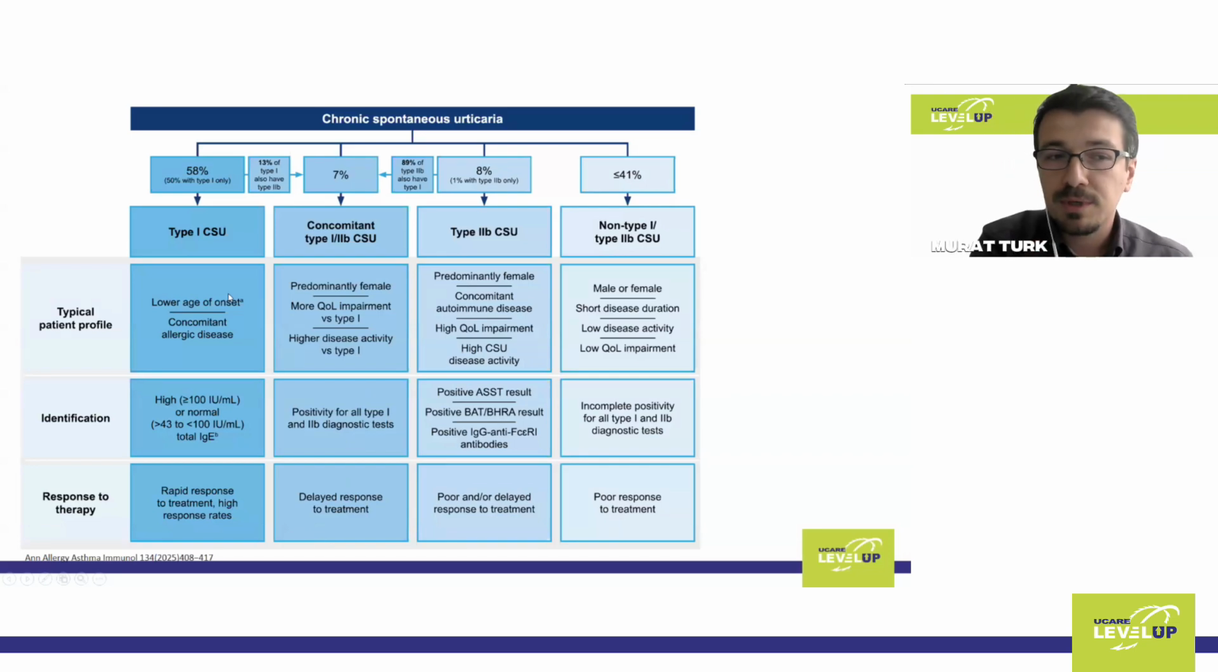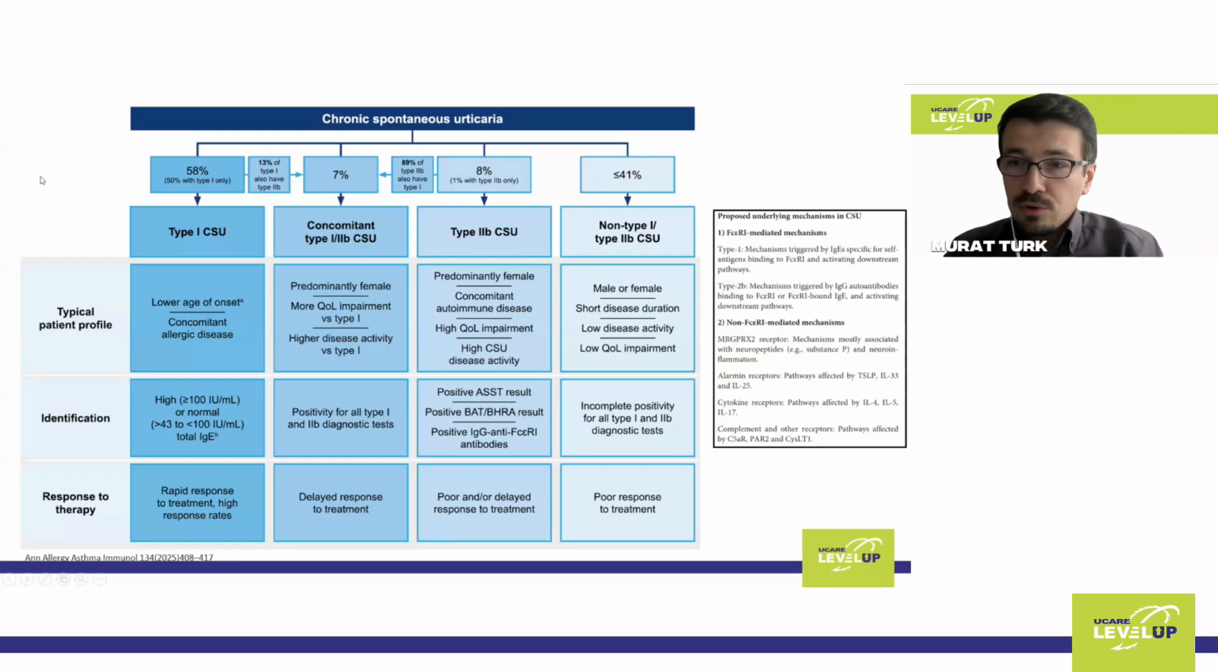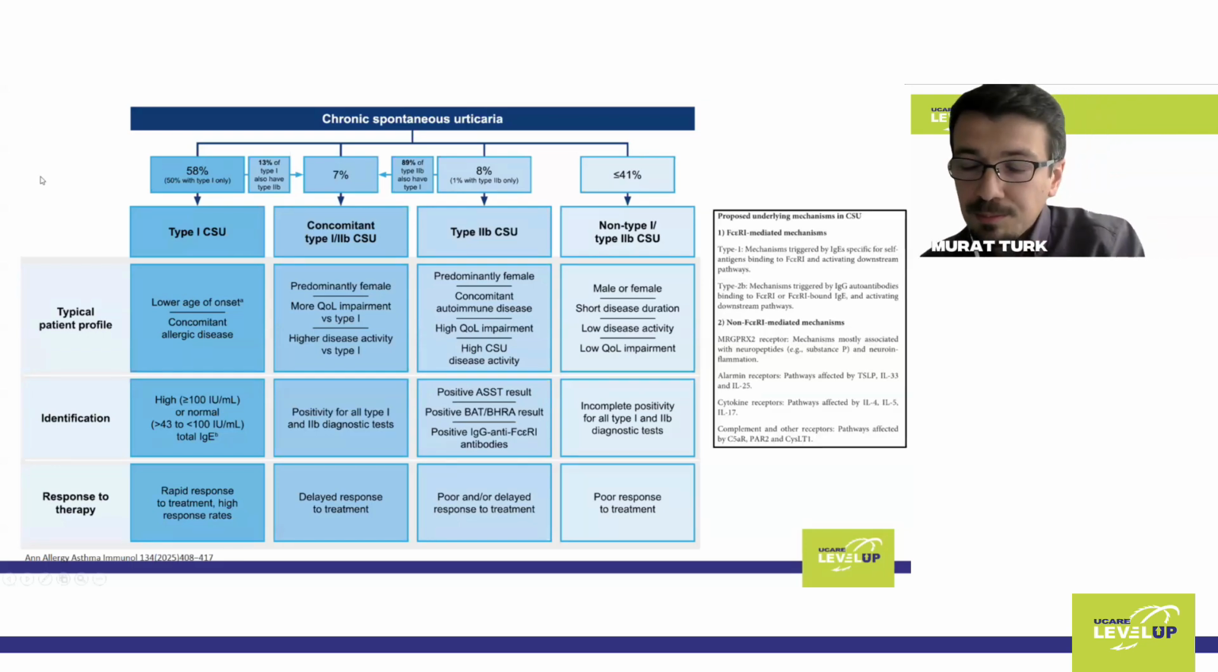They have different typical patient profiles, different responses to therapy, and different biomarker profiles, which we'll talk about today. We also proposed this underlying mechanism recently in a recent paper. Maybe in the near future, this classical type 1, type 2B endotypical classification won't let us better define or characterize our endotypical classification.